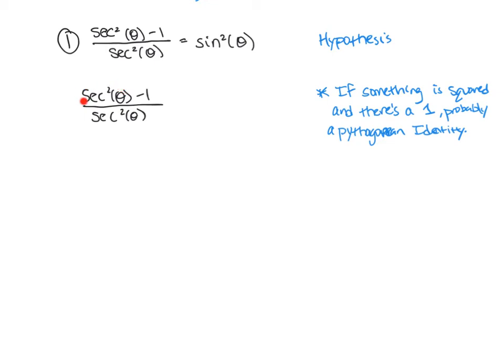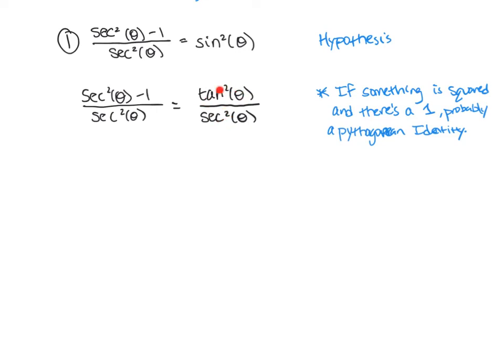And I see here we have a secant squared and a 1, so it's probably a Pythagorean identity or a rearrangement of my Pythagorean identity. So if I go back and look at my notes, I see, hey, this is a rearrangement of that third Pythagorean identity. And we can say that secant squared minus 1 is equal to tangent squared theta. And that denominator stayed the same. So we were able to take a moment and say, okay, so this first part here that was part of our hypothesis is equal to tangent squared theta over secant squared theta.